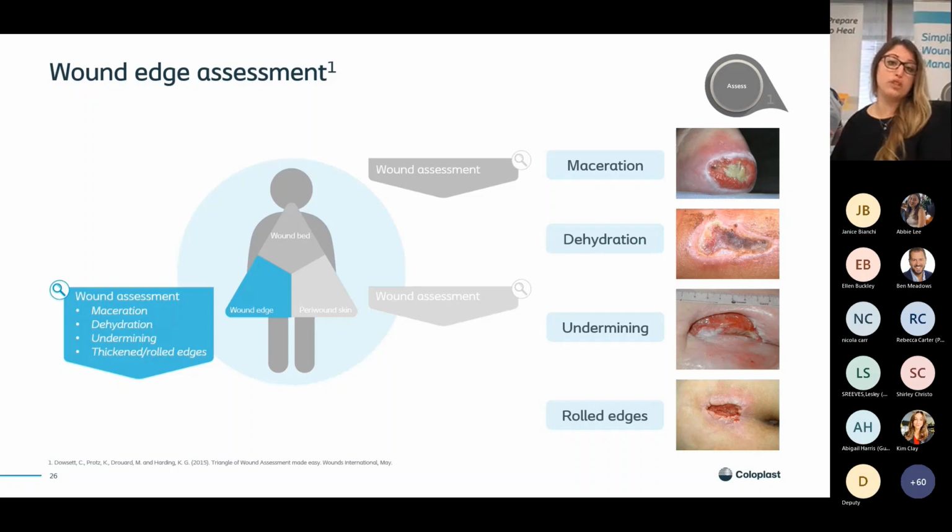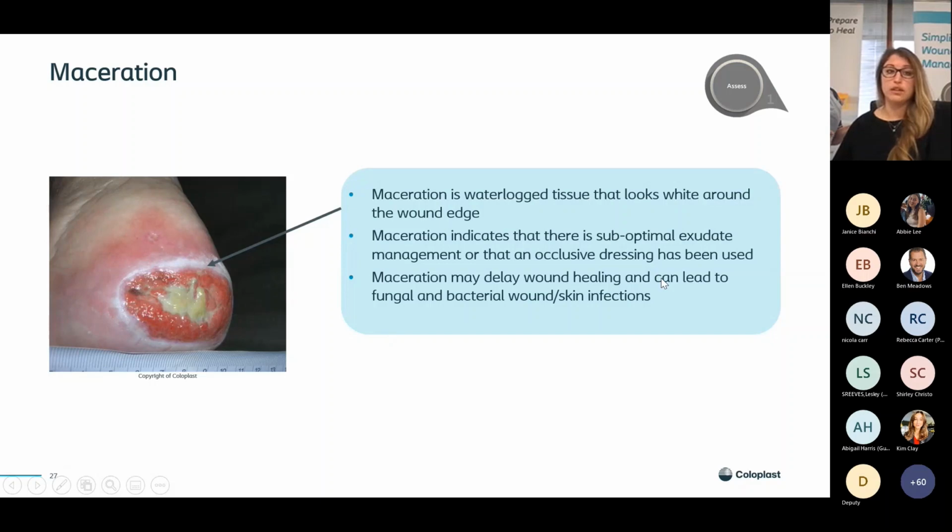And then we move on. Once we've done a really robust wound assessment of the wound bed, we're going to move on to the wound edge, and we're going to look at these things in a little more depth. So you need to be looking at the edges of your wound. Is there any maceration to that wound? This is this white tissue that's surrounding on the wound edge of this wound here.